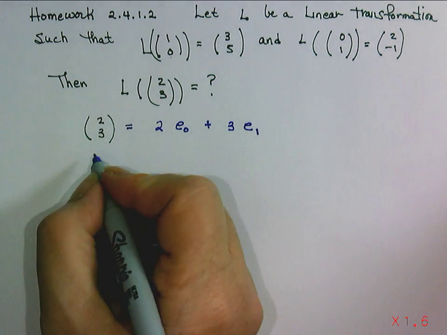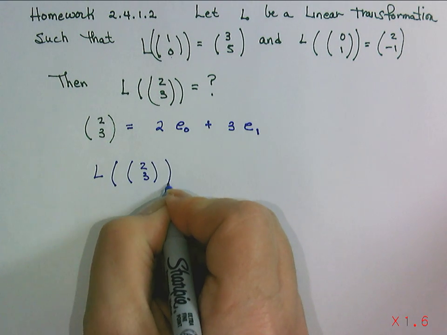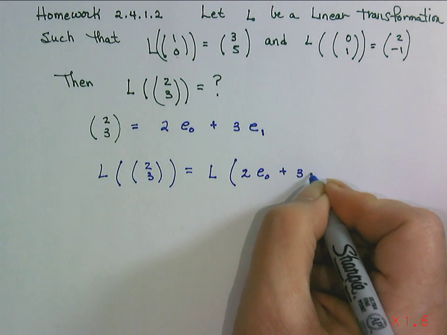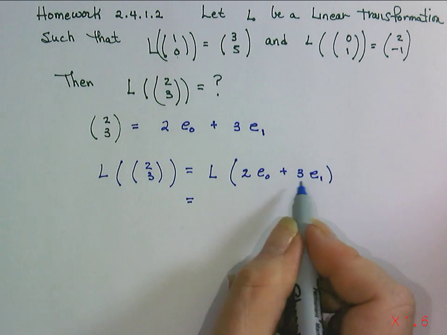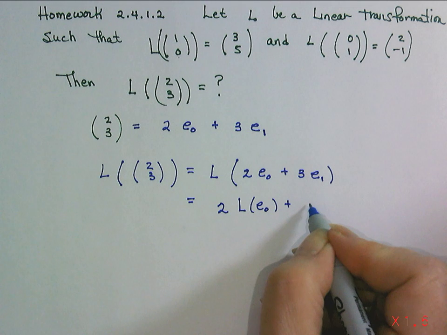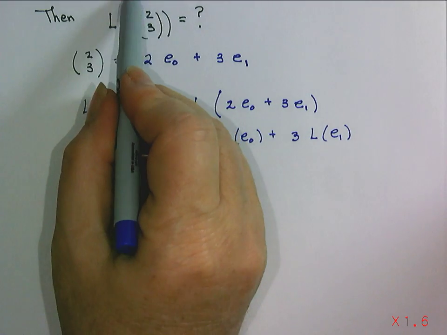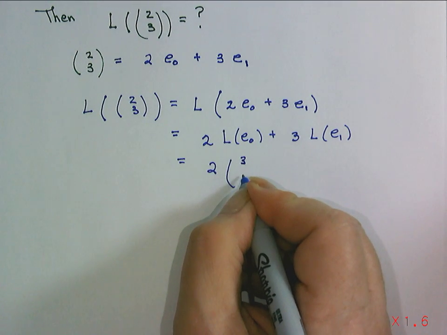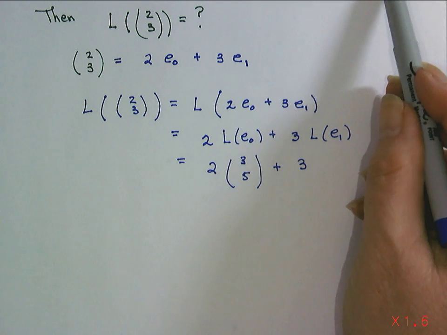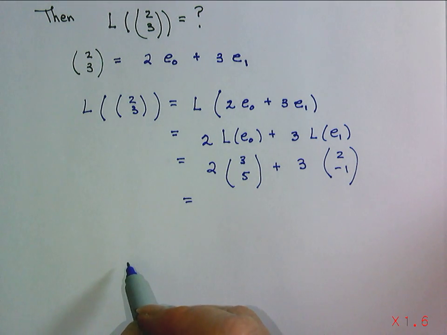Why will that help? Because L is a linear transformation, which means L of (2, 3) is equal to L of 2 times E sub 0 plus 3 times E sub 1. But since L is a linear transformation, this is 2 times L of E sub 0 plus 3 times L of E sub 1, which means it's 2 times L of E sub 0, which is the vector (3, 5), plus 3 times L of E sub 1, which was (2, -1), by looking at this linear combination.